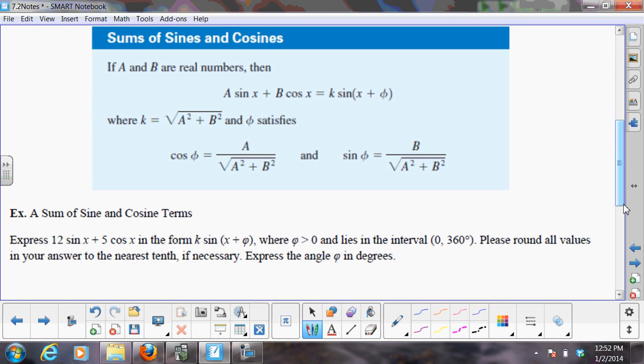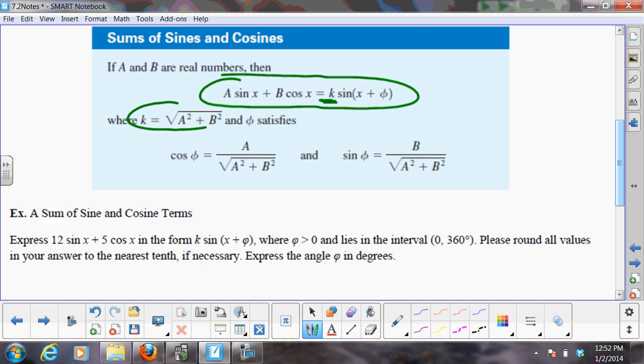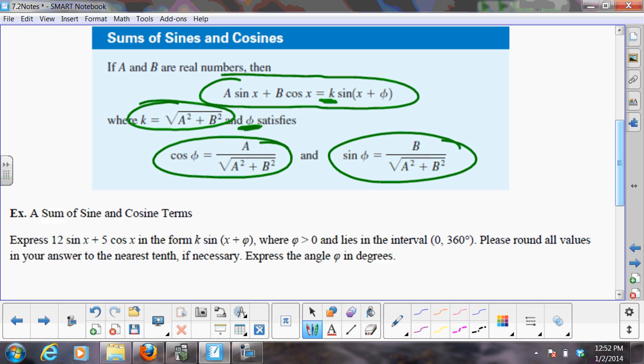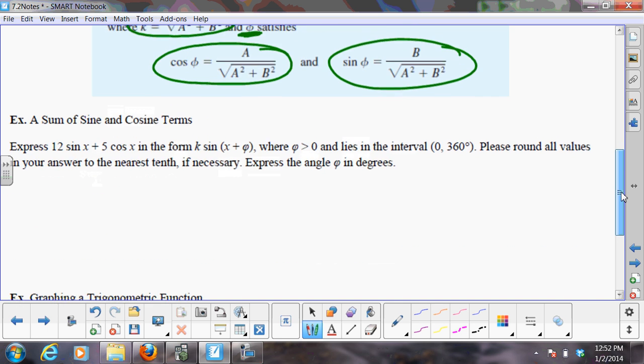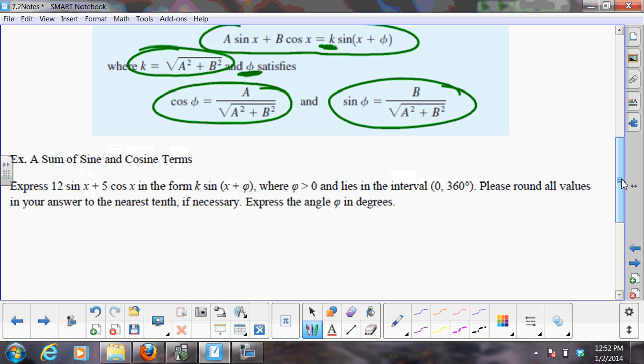All right, sums of sines and cosines. Here it's literally just plugging in pieces. These two things equal each other: a sine x plus b cosine x equals this function right here. The k you get right here by solving it that way. And the theta, you can get it one of two ways, using sine or cosine. It just depends on whatever you want to use. It really doesn't matter. So let me leave that up there. Express 12 sine x plus 5 cosine x in that form.